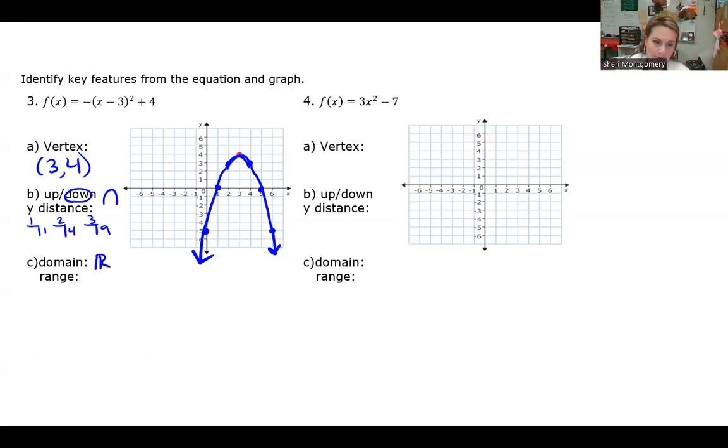All real numbers every single time. For the range, I'm facing down. So what's my symbol going to be? Less than symbol. Okay, what's the highest that it goes? 4. That's how you do it.